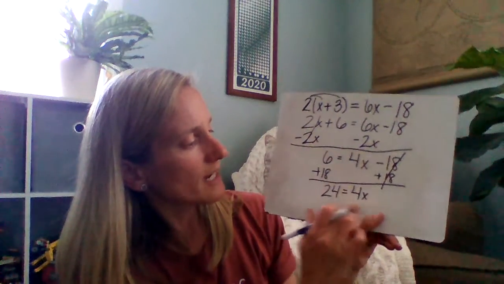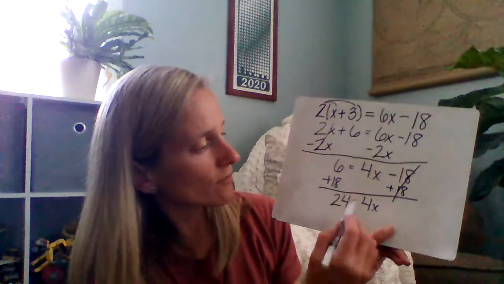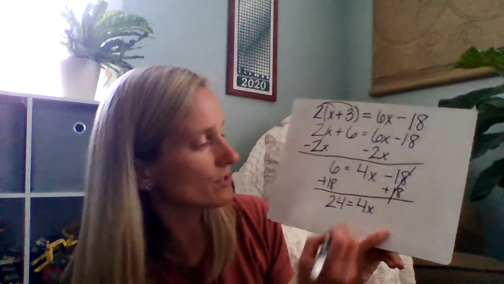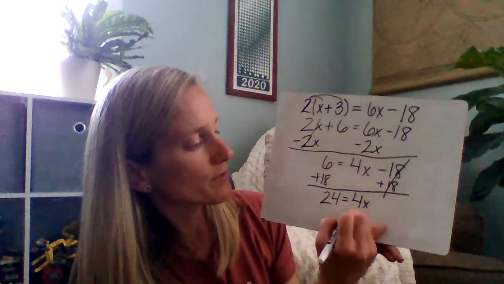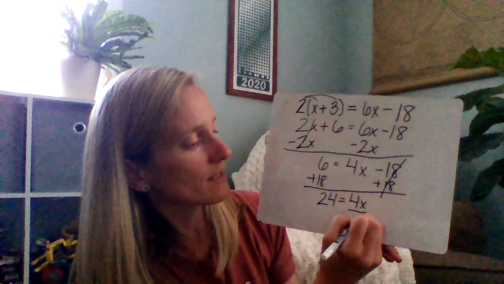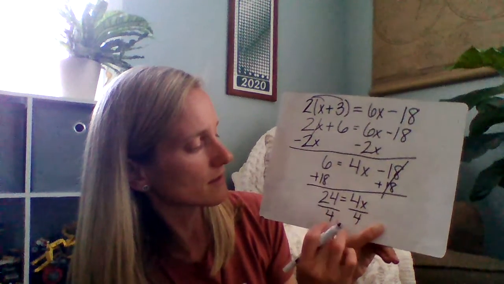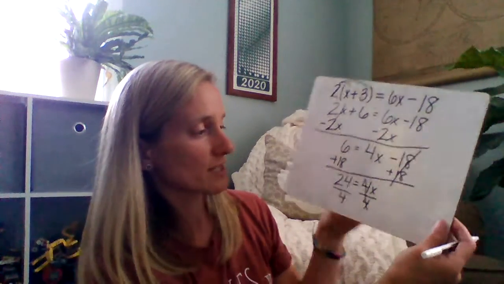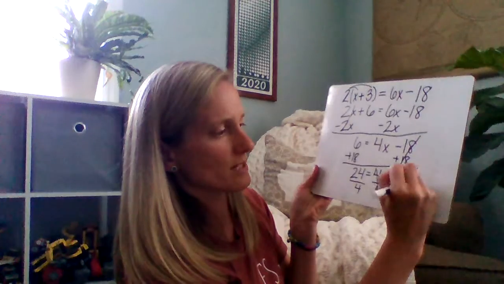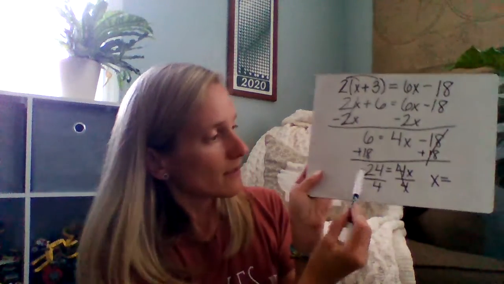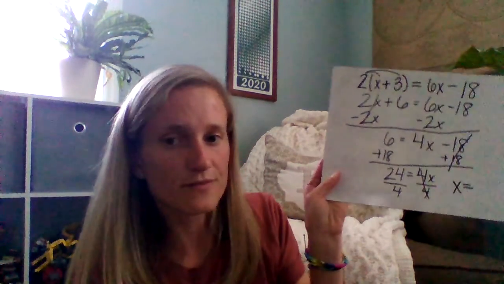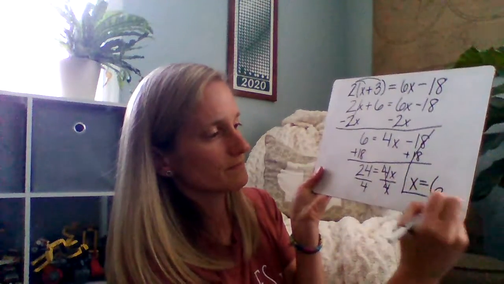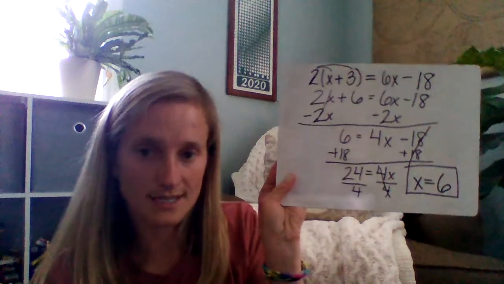So at this point, I need to figure out 4 times what value will give me 24. And in order to do that, since these two are being multiplied, I do the inverse, which is division on both sides. 4 divided by 4, the 4's cancel out, and I'm left with just x. I'm going to write it over here because I'm running out of space. 24 divided by 4 is 6. So I just figured out that 6 is my answer.